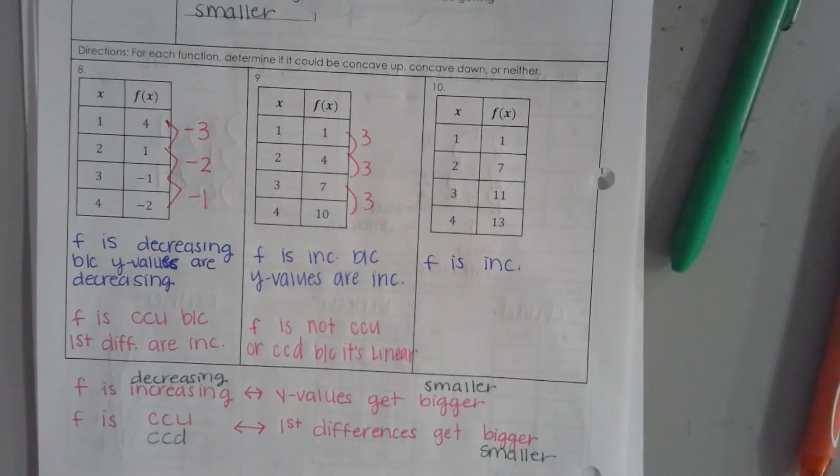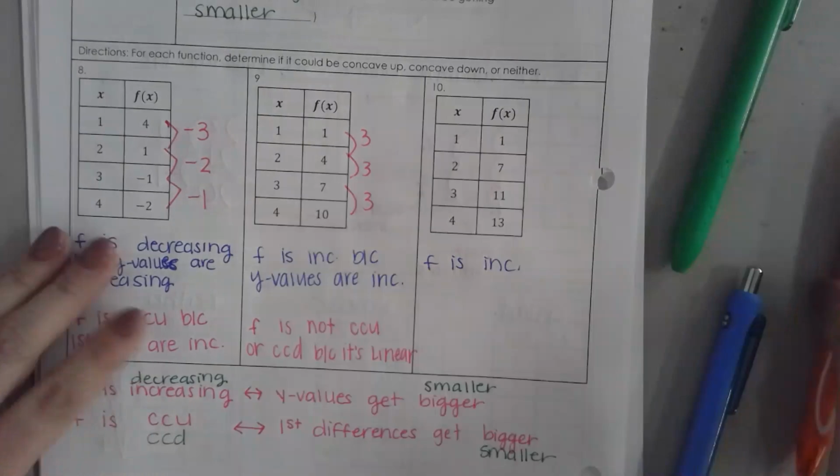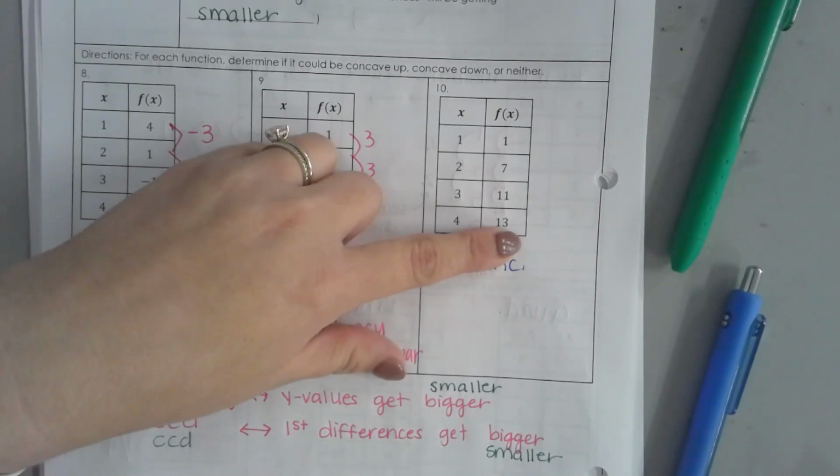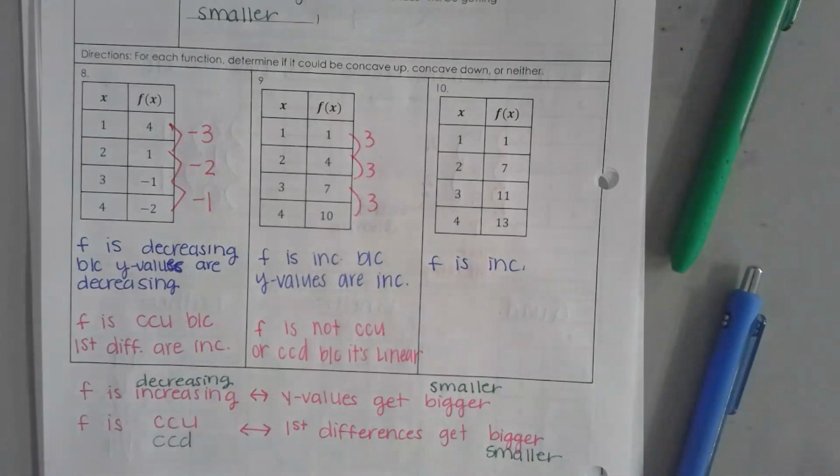Emily, is F concave up or concave down? You said it's concave down. Why? Because the first differences are decreasing. So this would be 6, 4, 2. Those numbers are getting smaller. Very good.